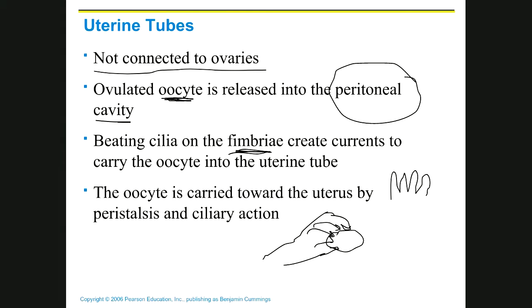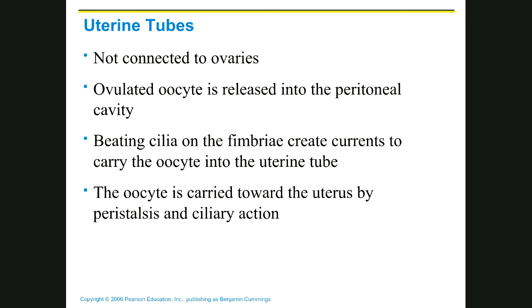And then the little cilia in here are going to create a downward current. So fluid is going to flow this way. And so hopefully all of that is going to pull this oocyte, which is ovulated out here, pull it in and then carry it toward the uterus. And so we're going to get these waves of muscle contractions. That's called peristalsis. And we're going to get all these cilia beating. That's what's going to move the oocyte toward the uterus.